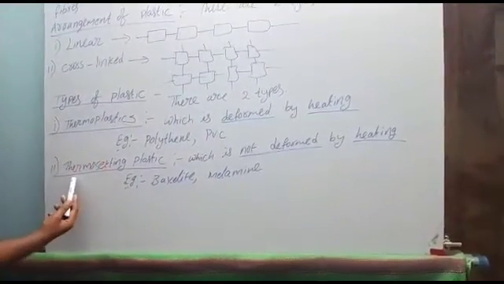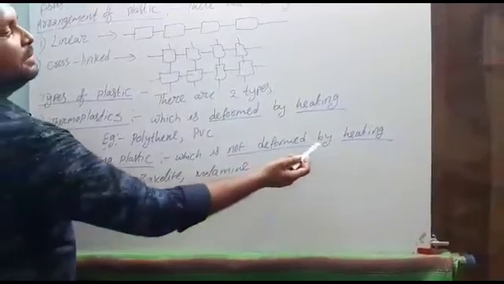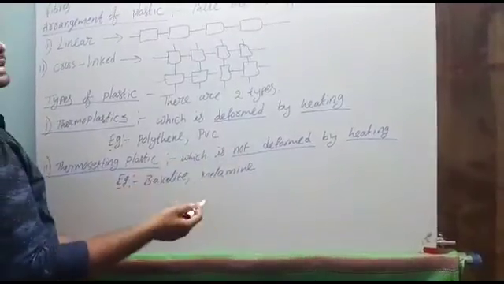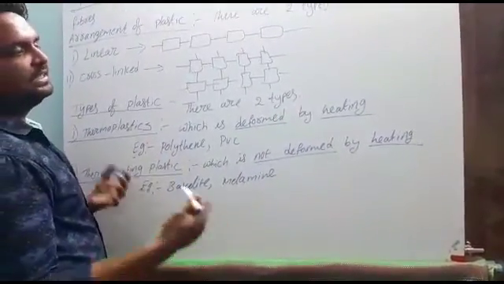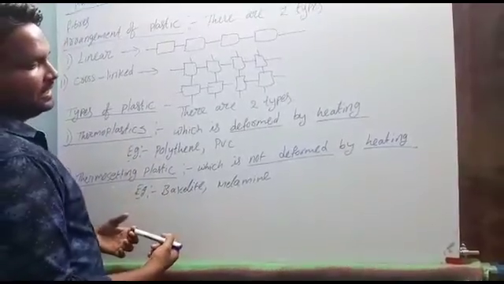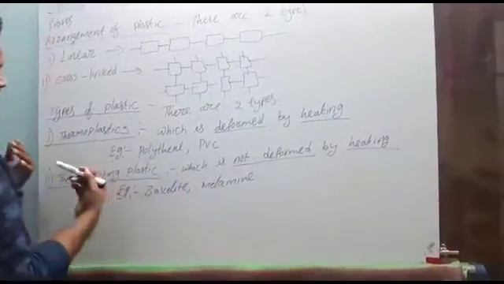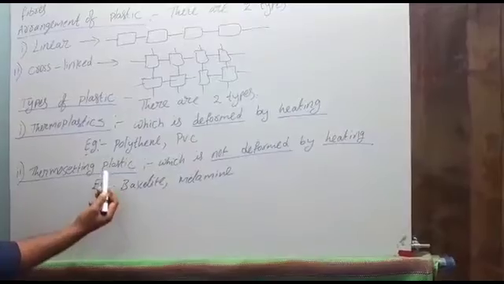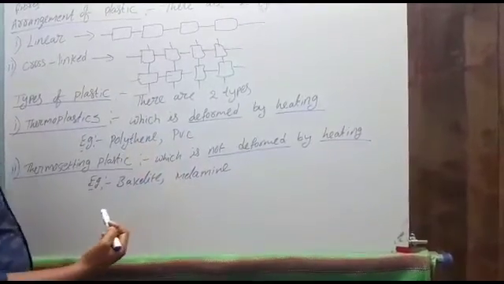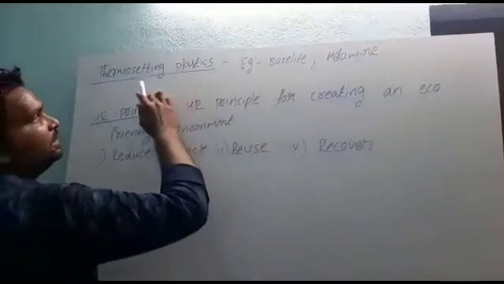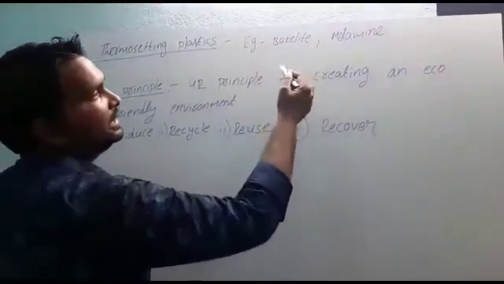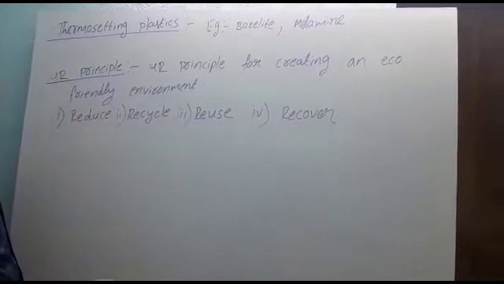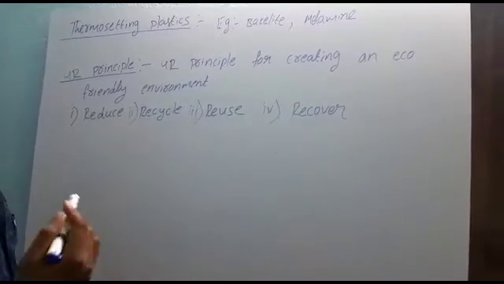And the next one is thermosetting plastic, which is not deformed by heating. If we heat that plastic, it can't do anything to that plastic. So it is not sensitive to heat. Examples we can say here: bakelite and melamine. These are two examples of thermosetting plastic. They are not sensitive to heating. If you heat them, they will not be deformed. They will not absorb heat.